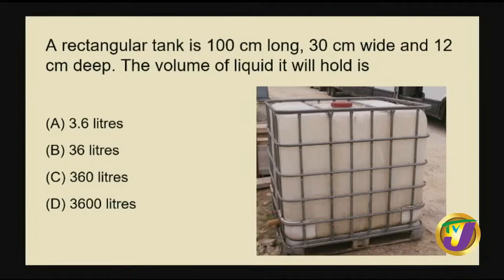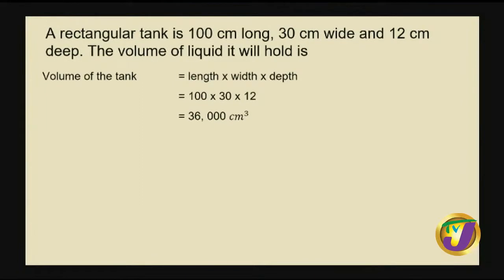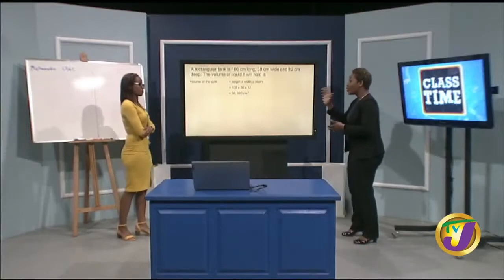But let's see what the calculation will give us, because now we're going to multiply 100 centimeters by 30 and then by 12. But the options you were given were in liters. Right. Good. So now what do we know? We worked it out. So you work out the volume. It's now 36,000 cubic centimeters.